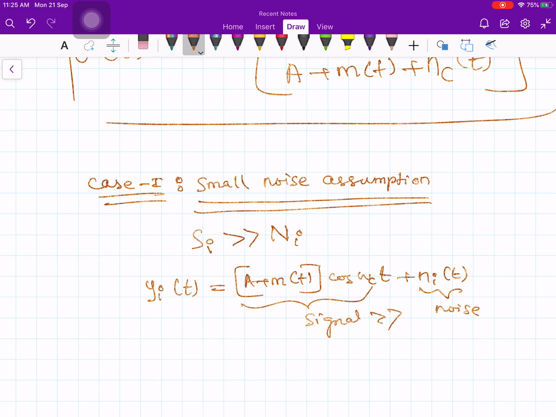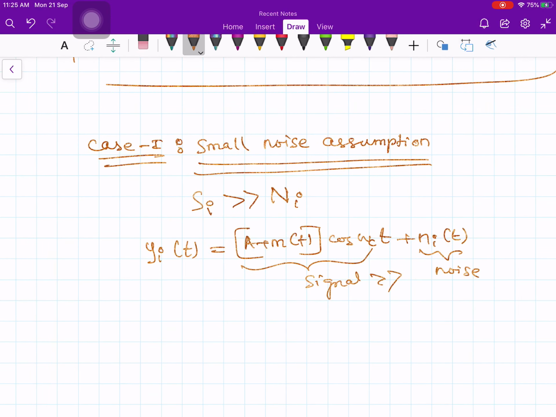In case the signal strength is much less than noise, then you have to consider the large noise assumption, that's it. Otherwise you have to write a general expression which is very complicated. So in order to simplify things and to give some kind of understanding, it is convenient to make these assumptions, like small noise assumptions and large noise assumptions. Now let us consider small noise assumptions, and then we will move on to the large noise assumption.